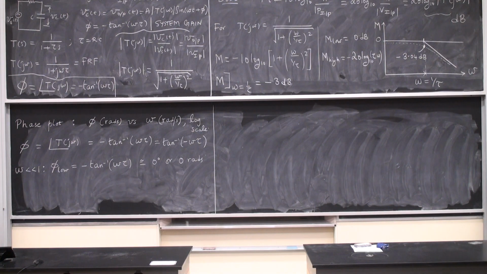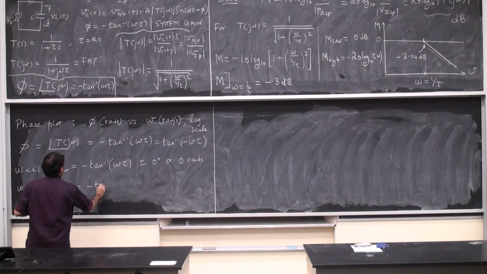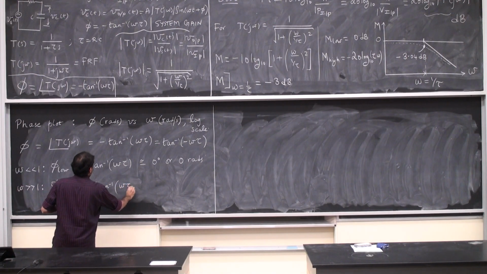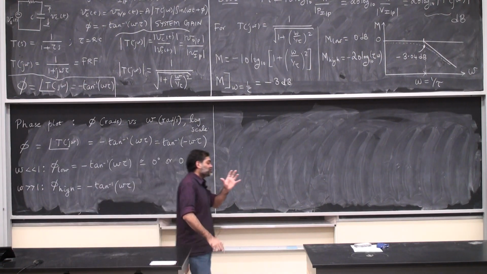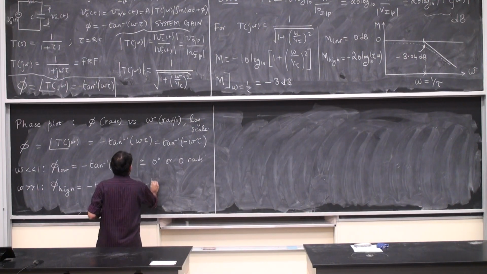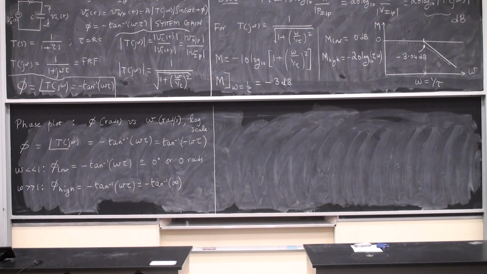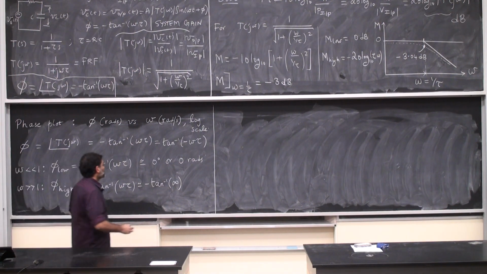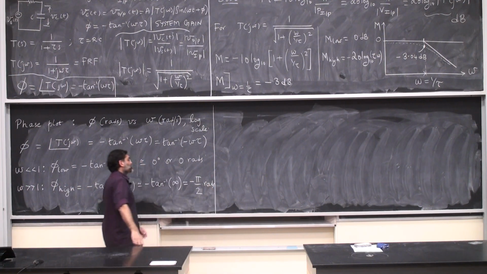Then we have the high frequency asymptote, omega much greater than 1, so phi high is minus tan inverse omega tau. Omega is very, very large, which means that the quantity inside is essentially infinitely large. Okay, so if you look at it that way, it's an asymptotic analysis. Tan inverse of infinity is 90 degrees, pi by 2 radians. So this is minus pi by 2 radians.